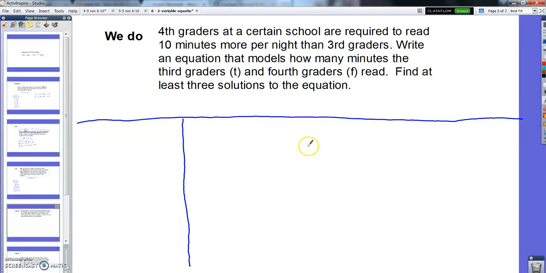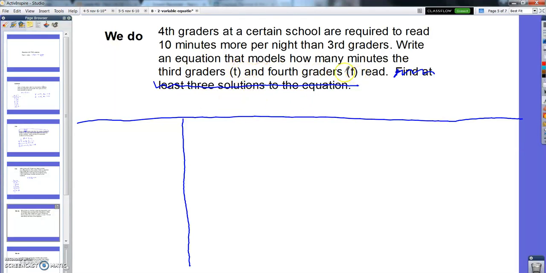So 4th graders at a certain school are required to read 10 minutes more per night than 3rd graders. Write an equation that models how many minutes the 3rd graders and the 4th graders read. Find at least 3 solutions. And you don't necessarily have to write that if you want to save yourself some time. If you already did, don't worry about it. So first thing to do is write the equation.